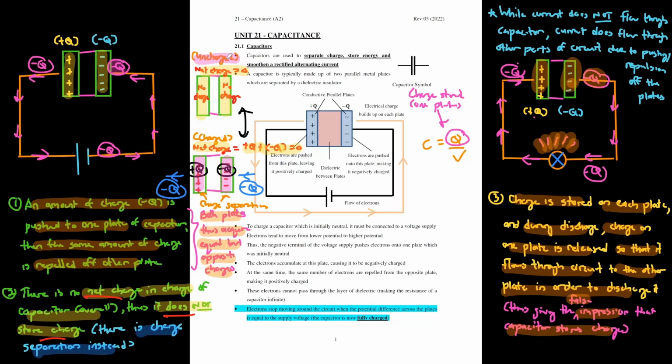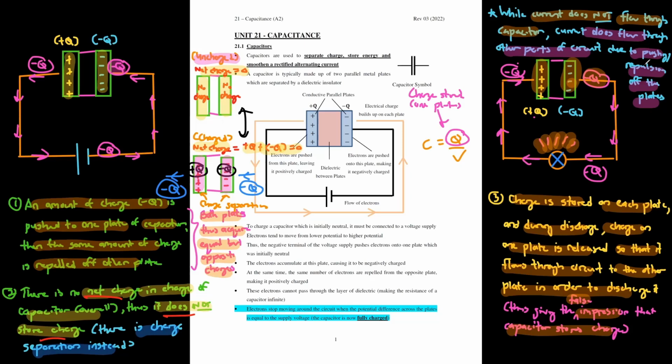And in some of the older past year questions, they will somehow ask you, why is it that when your capacitor is connected to your circuit, current can still flow through your circuit? The main thing to know here is that current does not actually flow through your capacitor because there's a layer of dielectric in between, but current does actually flow through other parts of your circuit because of the pushing and repulsion of charge or electrons off the plates.